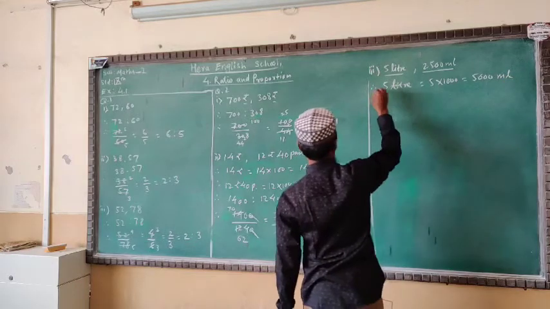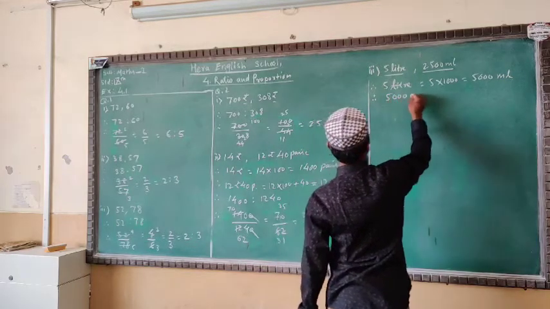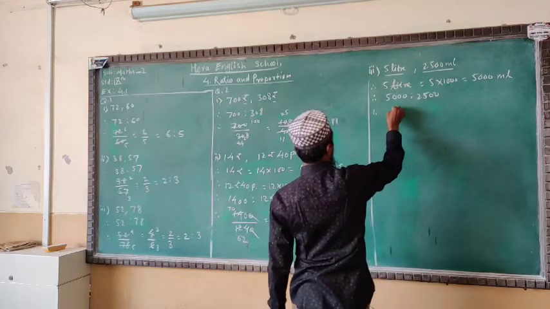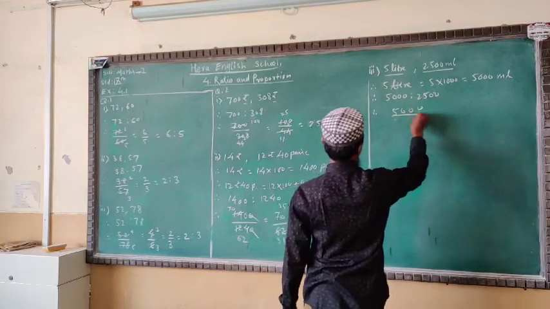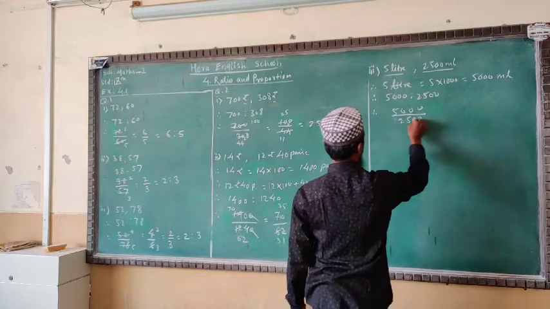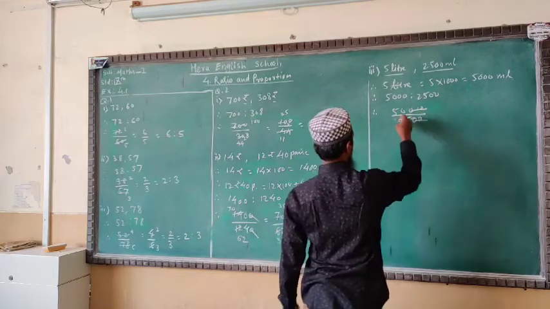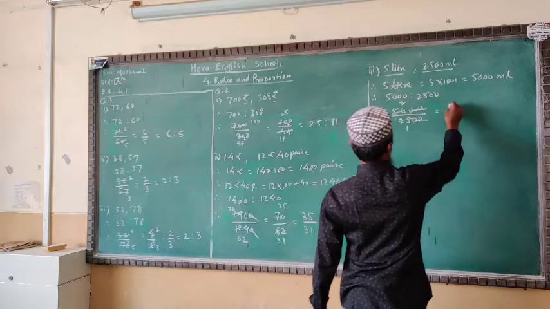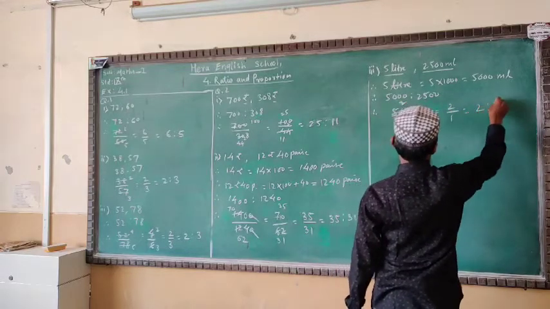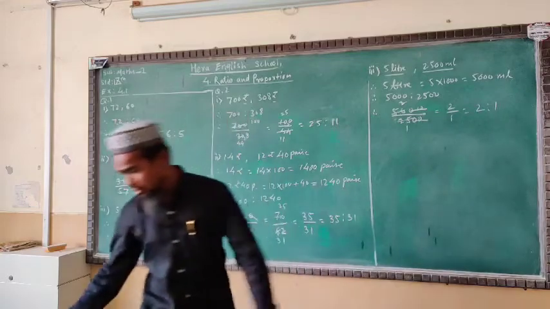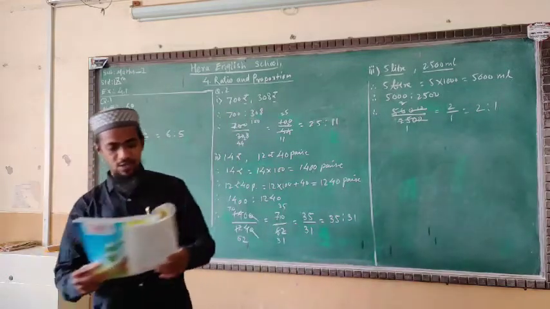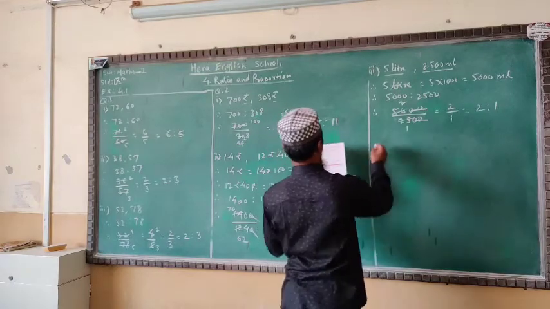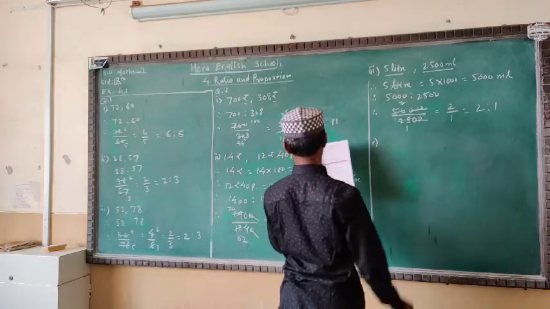Now comparison between two things, 5000 ml to 2500 ml. Now continue, 5000 divided by 2500, cancel the 0 0. 25 ones are 25, 25 2s are 50, you will get 2 by 1, means 2 is to 1 is your answer. Now one more question is there, the fifth one I am going to explain.